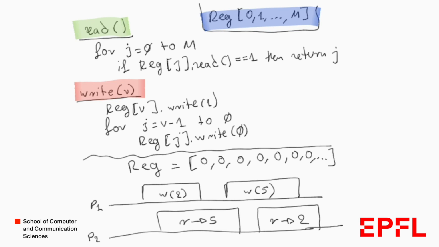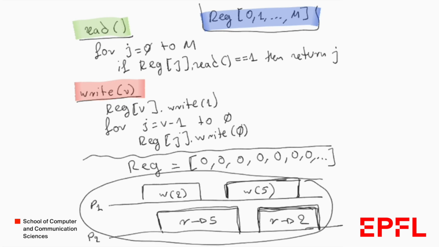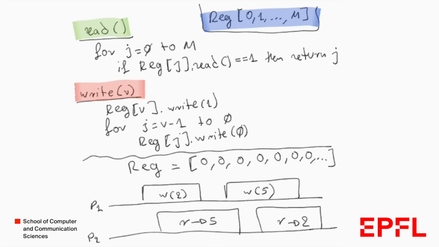Why? Because the write 5 here has to be linearized before this read, but then this read comes after the first read of process P2, so this read should also read 5 and not 2. So can we have such an execution if we change the binary regular registers to binary atomic registers? Indeed, we can have such an execution.